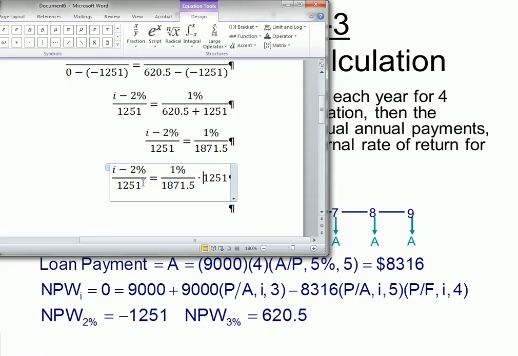To denote multiplication. So if you multiply it here, then all we have left is just I minus 2%. And then this 2% I can move to this other side by adding 2% to both sides. So adding 2% to this side and 2% to this side. This just gets rid of both of them. We only have I in this case, and then we can simply just divide 1251 by 1871 and a half.